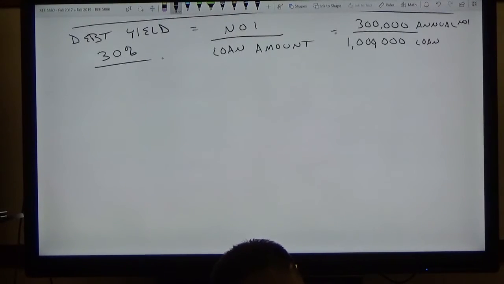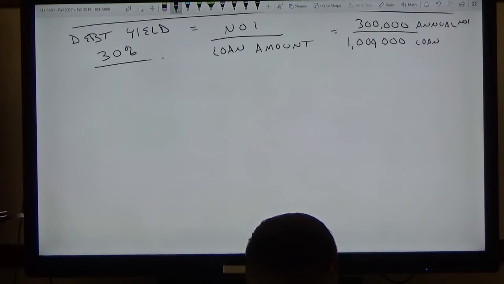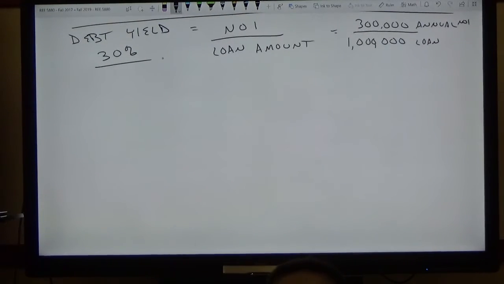Okay? Or another way of looking at it is that for this loan of $1 million, in essence, we technically have income that represents 30% of that.